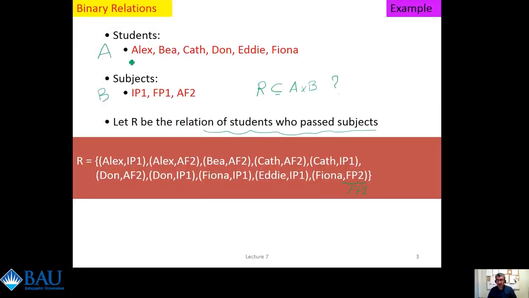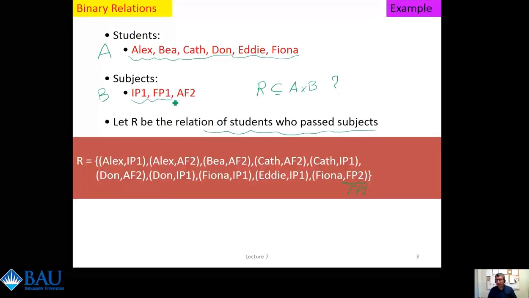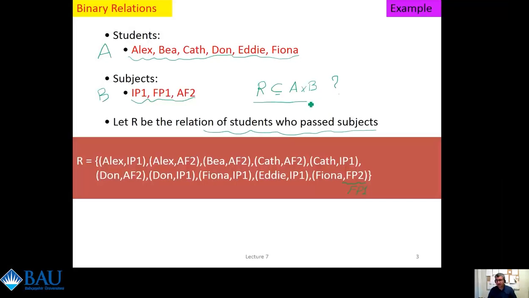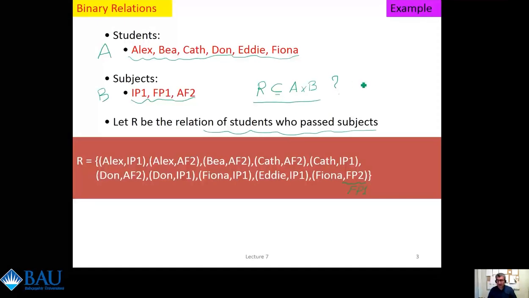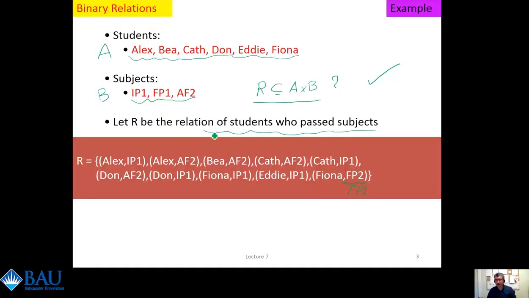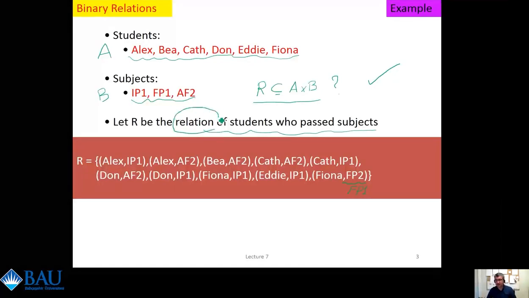Just imagine about it, the Cartesian product of set A and set B, and then answer it. Is R a subset of A cross B? The answer is yes. Since R is a subset of A cross B, we call it a relation. Therefore, R is a relation.